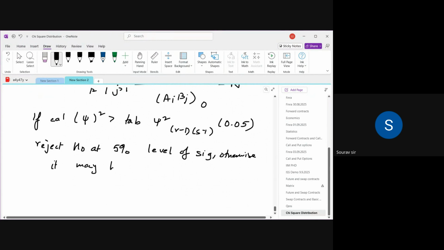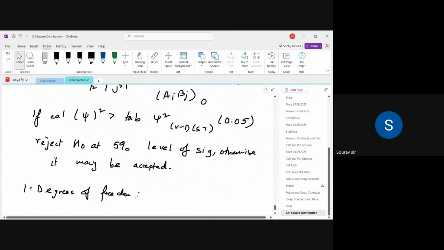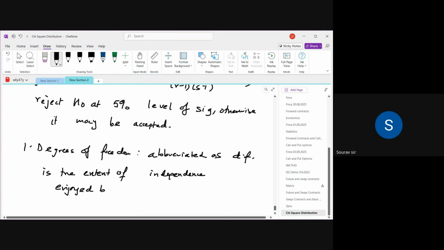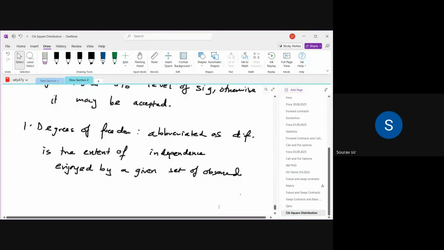Okay. So now, degrees of freedom. I am telling degrees of freedom. So it is DF, we can write, correct. It is abbreviated. And what is it? It is the extent of independence enjoyed by a given set of observed frequencies.